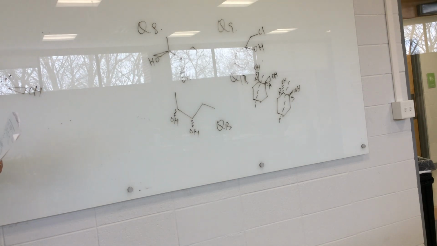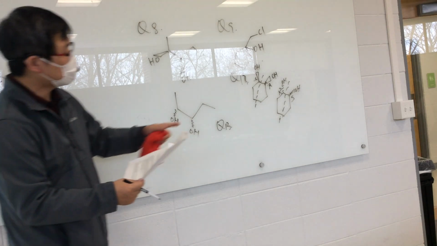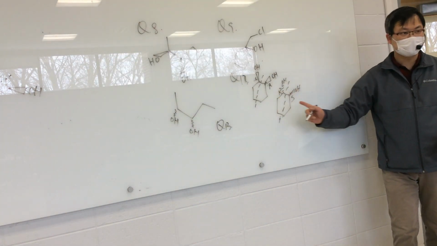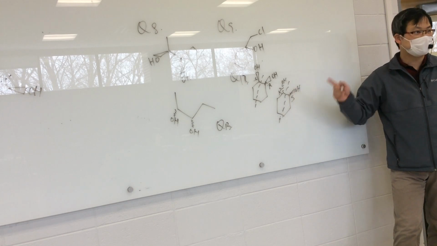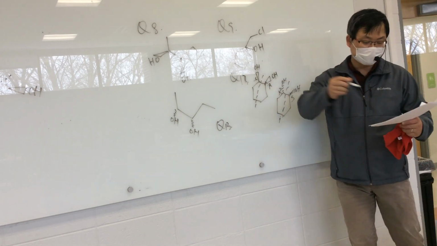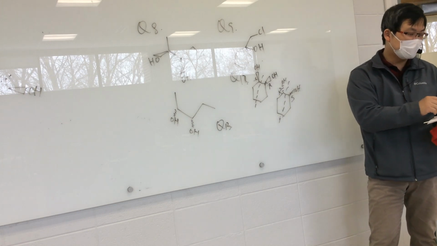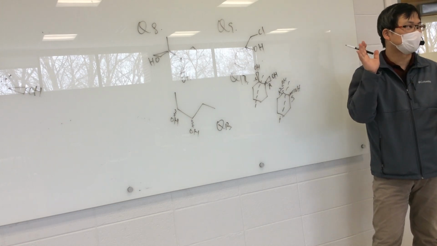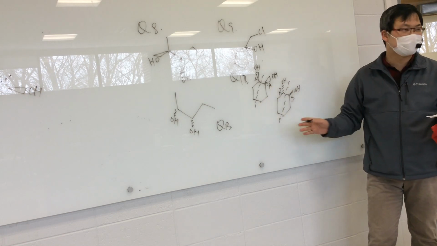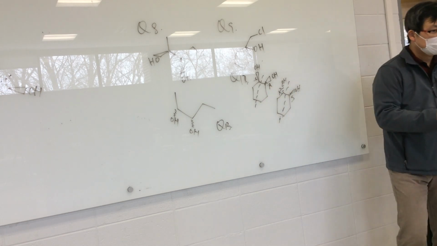Because they're just opposite. But for these two, they are the same compound. Why? Because the chirality can be cancelled. The chirality for these two shown in the question cannot be cancelled because the structures are not symmetrical. But for this structure, they are symmetrical. They can cancel each other.